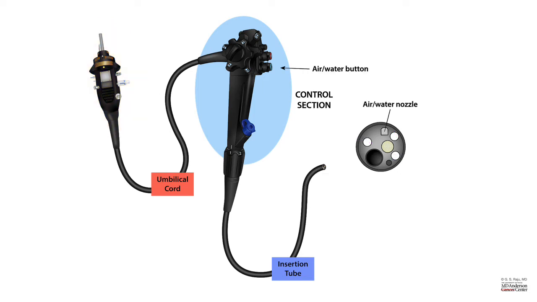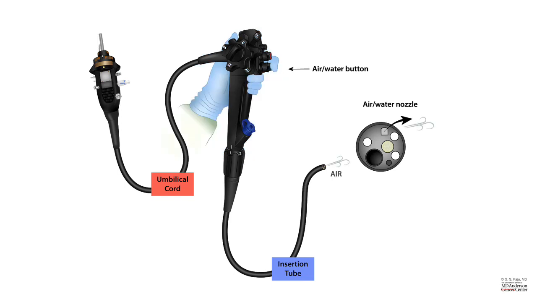Air-water channel or air-water nozzle, and if you press the air-water button or occlude the button gently, air or CO2 comes out. And if you are wondering how does air or CO2 come down, it is again at the light source connector. There is an air pump pipe and an air/CO2 connector.